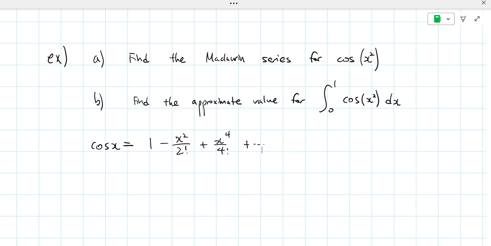Next, what you're looking for is cosine of x squared. So we don't need to put cosine. There's two options. One, take this and have this instead of this at one.